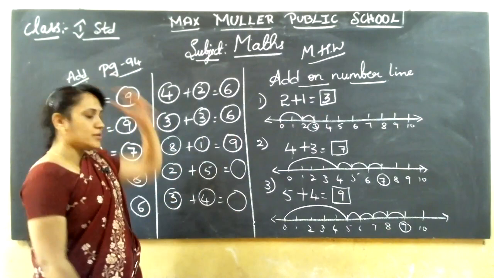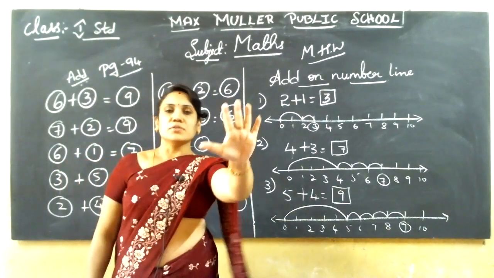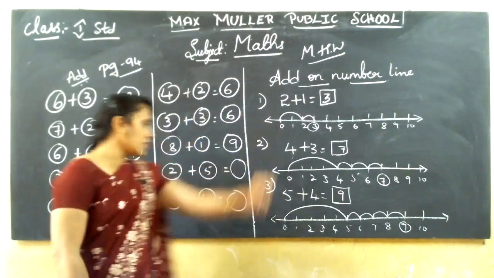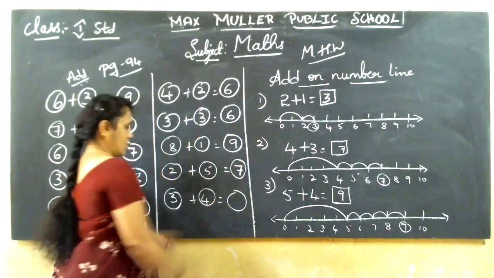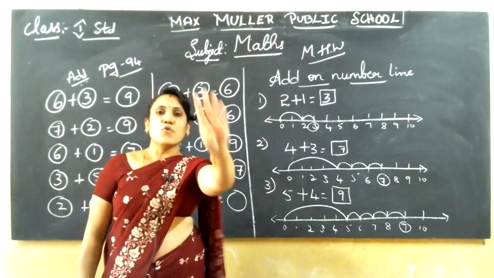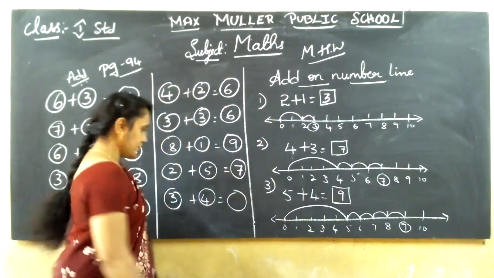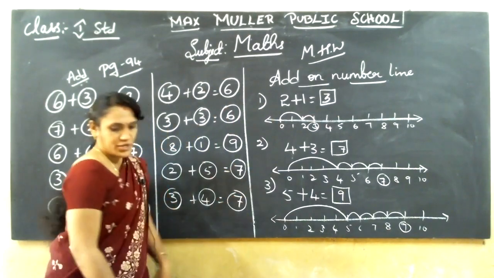2 in the mind, 5 in the finger. After 2, 3, 4, 5, 6, 7. 3 in the mind, 4 in the finger. After 3, 4, 5, 6, 7. Understand how to do addition?